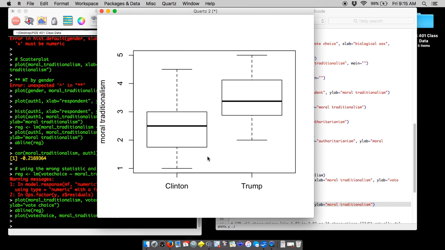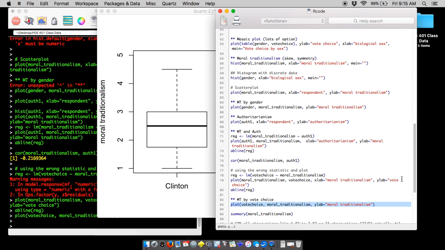If we looked at moral traditionalism and vote choice using a box plot, there we can actually see a graph that makes more sense, right? So here we see people that value more traditionalism, higher values on this y-axis, are more likely to vote for Trump or support Trump, and people that have less value for moral traditionalism are more likely to support Clinton. And we can see the quartile ranges for both of these, and it's larger for Clinton, so there's more variation for Clinton than Trump along this variable. We don't get an exact measure like a correlation coefficient here, but we can kind of see that there's a relationship here that we might want to explore a little bit further, right?